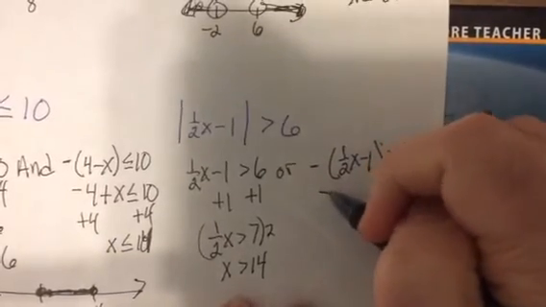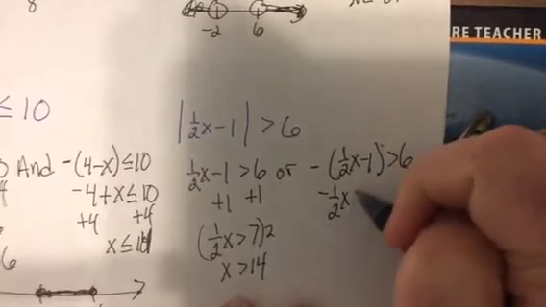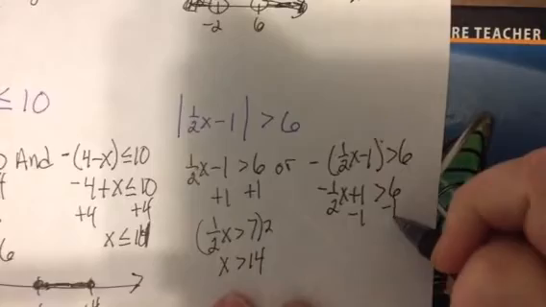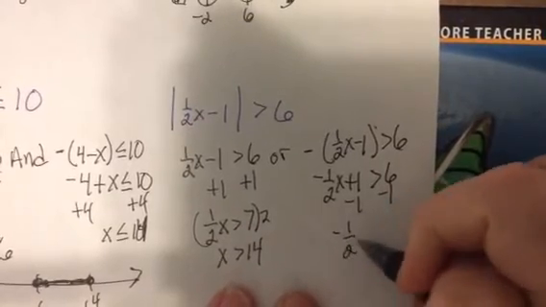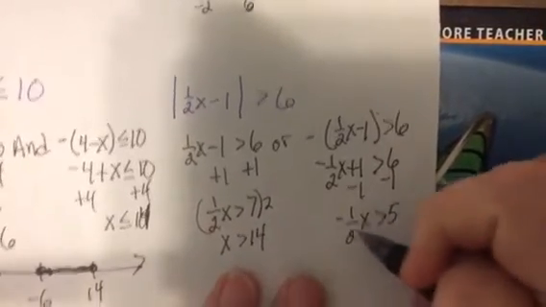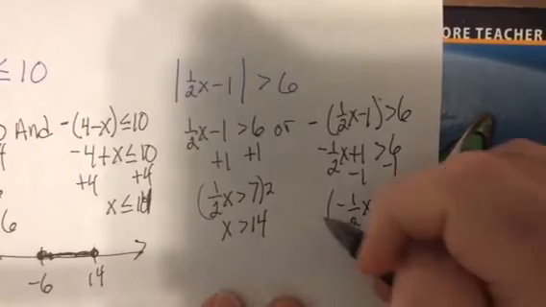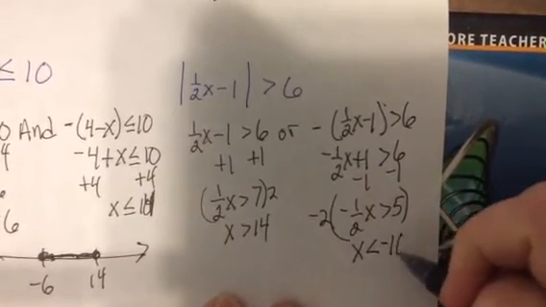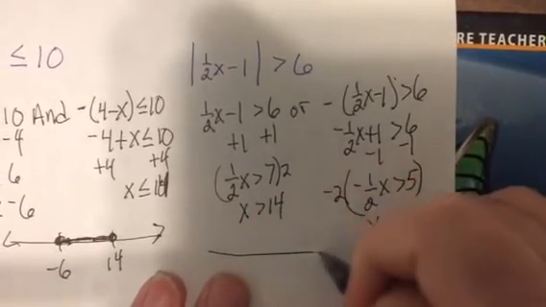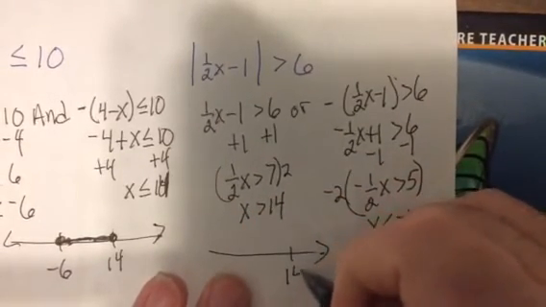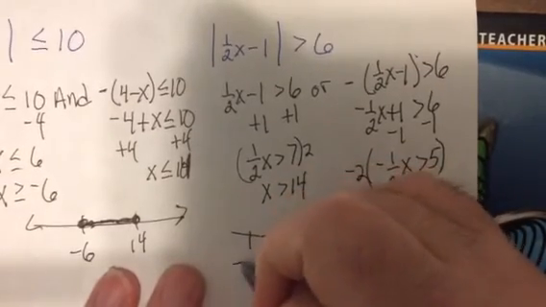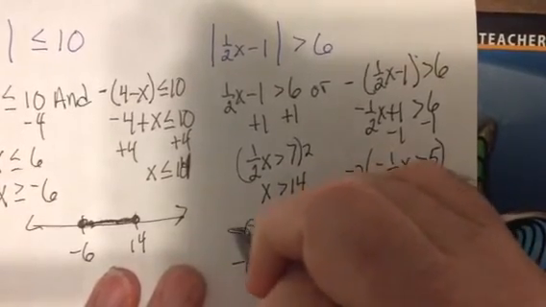This one, distribute the negative. Subtract 1. So negative 1/2 x is greater than 5. Then multiply by negative 2. So x is less than negative 10. And the typical OR for absolute value, we got one going this way, and then you have one going this way.